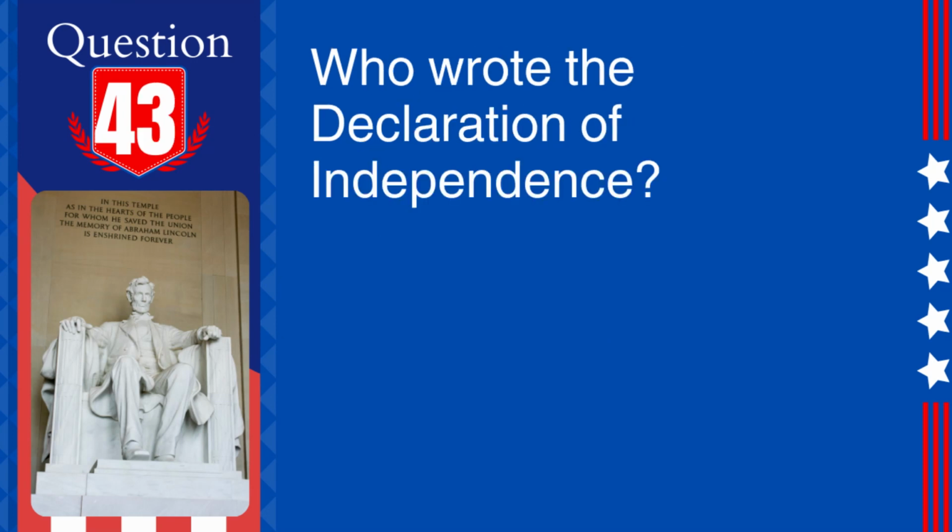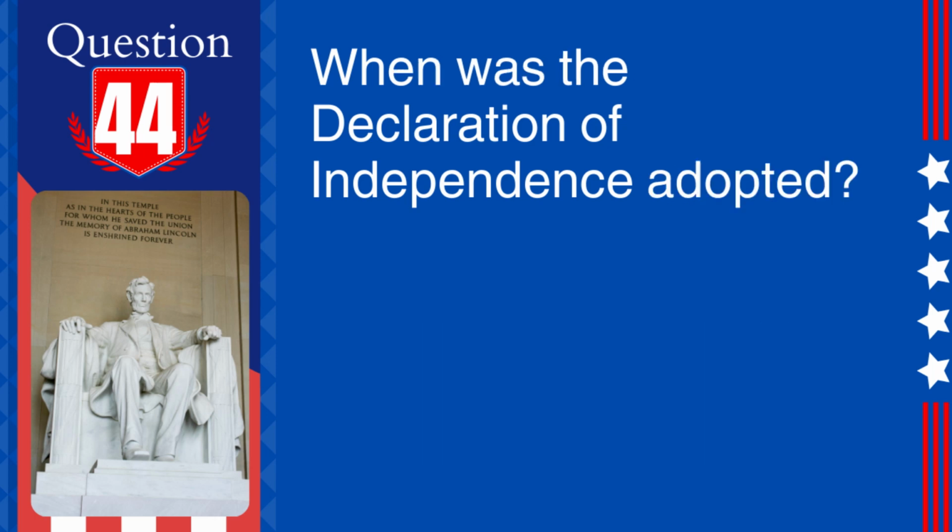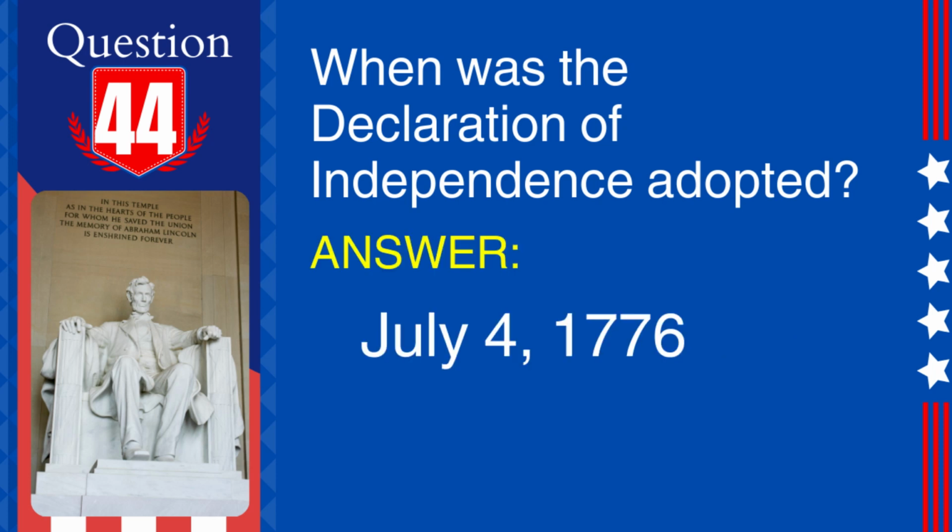43. Question. Who wrote the Declaration of Independence? Answer. Thomas Jefferson. Explanation. Thomas Jefferson is recognized as the principal author of the Declaration of Independence, which was adopted on July 4, 1776. 44. Question. When was the Declaration of Independence adopted? Answer. July 4, 1776. Explanation. The Declaration of Independence was officially adopted on July 4, 1776, marking the colony's declaration of independence from British rule.